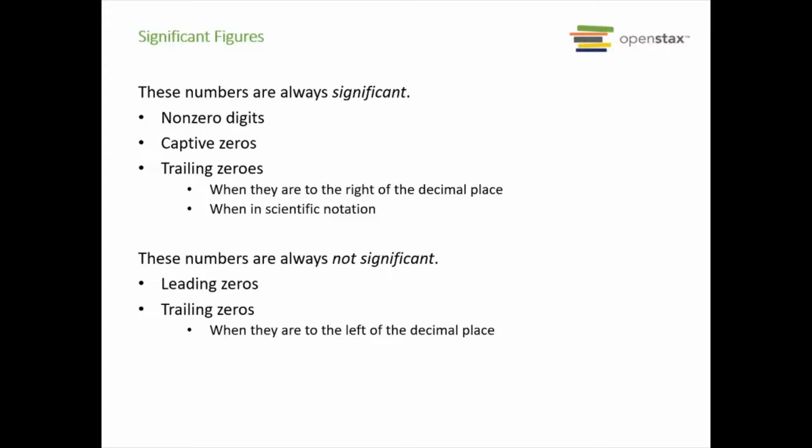So to know if a number is a significant figure, it is always going to be significant if it is not 0. So non-zero digits are automatically significant. A captive 0, that means you have a 0 in between two numbers, something like 309, this 0 is significant. And then trailing zeros, but these have some special parts. Trailing zeros are significant when they are to the right of the decimal place or when they are in scientific notation.